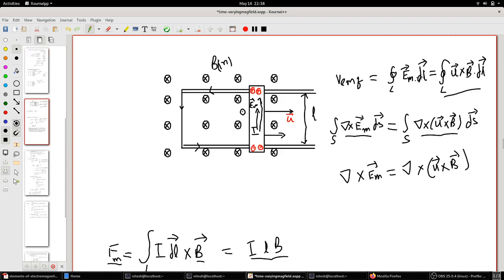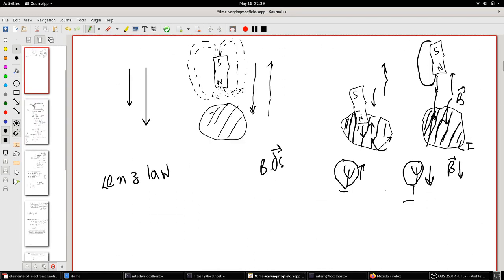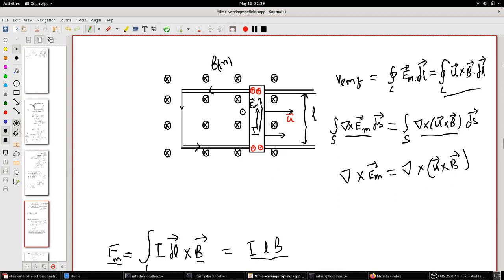Now what we notice here is that the u for this part of the loop and this part of the loop is 0. It is stationary and it is not cutting the field. It's actually 0. U, the velocity, is 0. The only thing which is moving is this part of the loop. So that's why we always consider only this length L. For the other parts, the u goes to 0 while solving the problems.